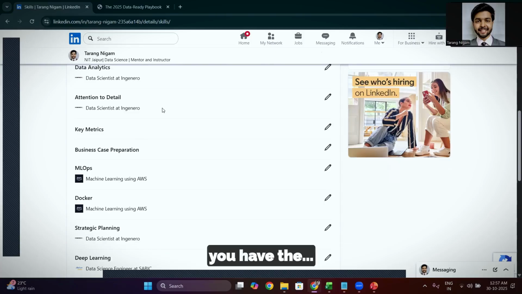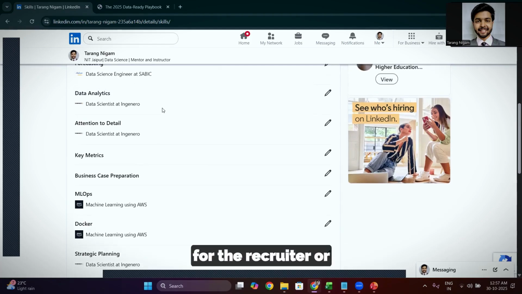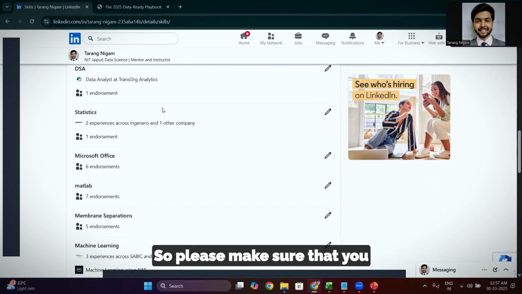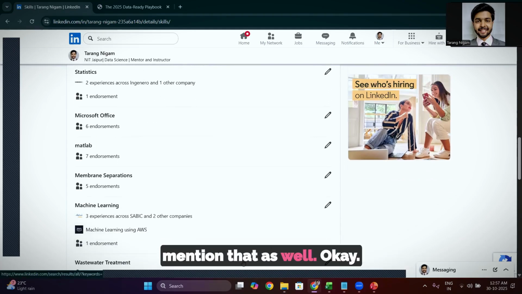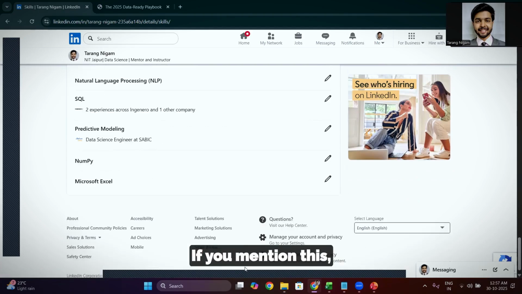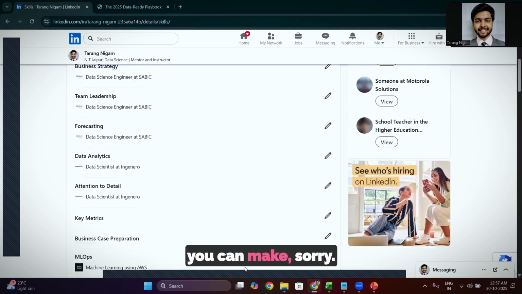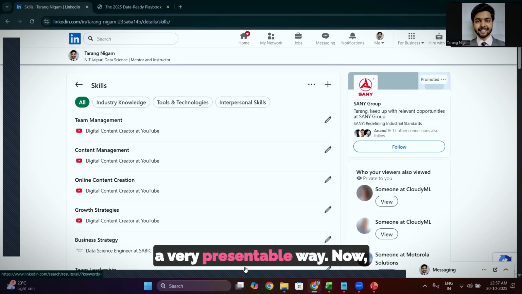So please make sure that you have all the skills mentioned which are there in the data analyst or data scientist role, so that the shortlisting part of the process, if it is from LinkedIn, becomes pretty much easy for the recruiter or the hiring manager. So please make sure that you mention that as well. Okay. So these are the things that are pretty much useful. If you mention this, then you can make your resume and your LinkedIn in a very presentable way.